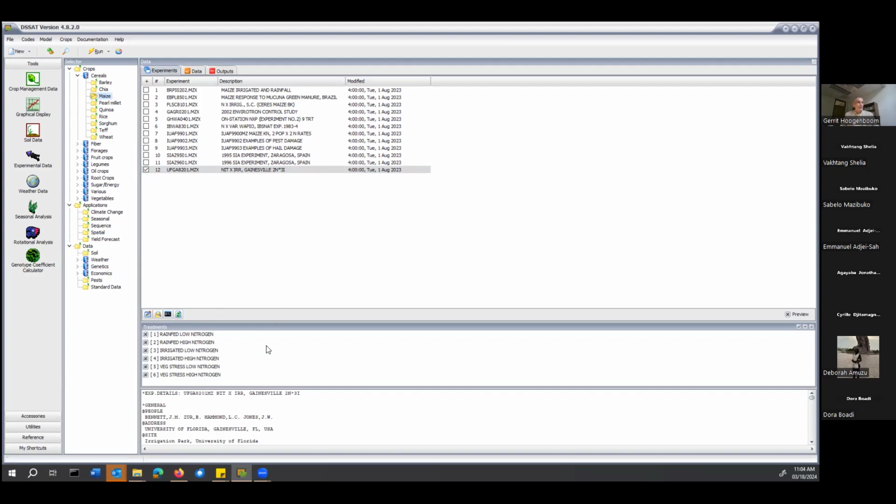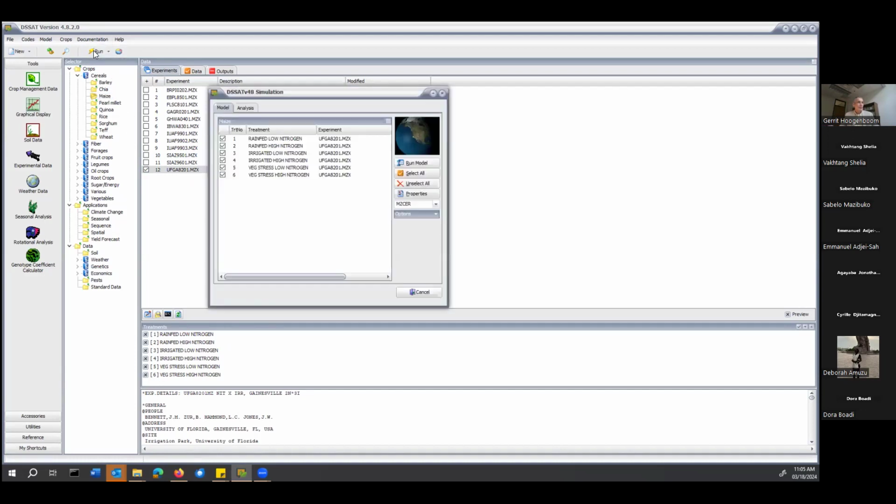We have 2 factors. One is water and the other one is nitrogen. For water, we have rain-fed, irrigated, and what we call vegetative stress. For nitrogen, we have low nitrogen and high nitrogen. Again, we have all the data available. I've selected this experiment. Now here on the right top, we have something we call run. If we click on run the model, it should go quite quickly. Right here, I simulated 6 treatments of 1 experiment on my computer.